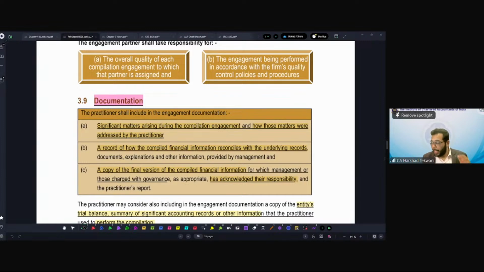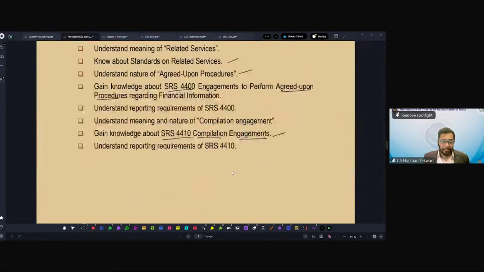If no further doubts, then before the next lecture, please read chapter number 10 also. We are done with chapter number 9. Chapter number 9 contains only these two standards that we have covered in detail, SRS 4400 and SRS 4410. So before the start of the next lecture, please also refer to chapter number 10. And you can ask any doubt with respect to chapters 9, 8, 7, whatever has been covered in the past.